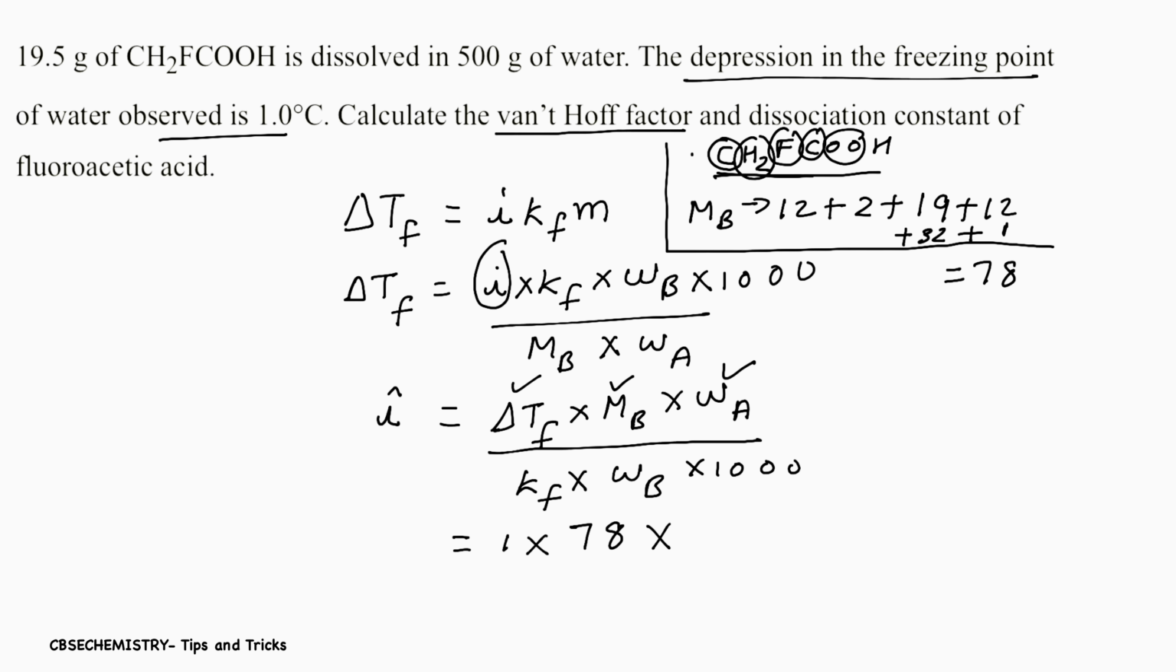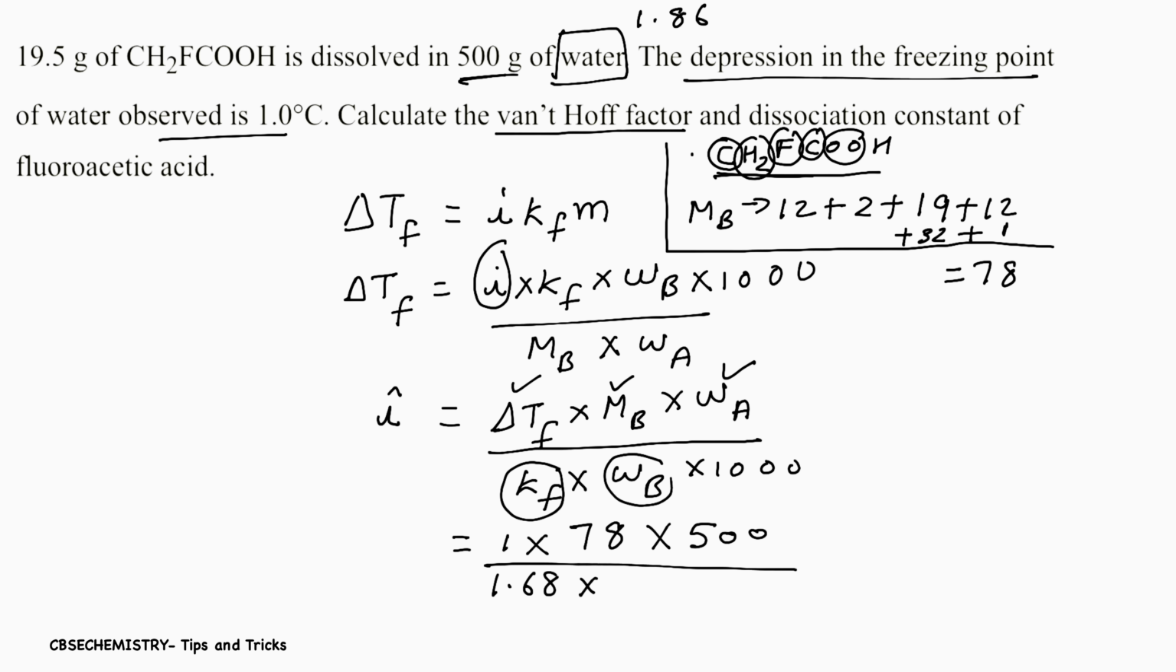Into WA. WA is mass of solvent. What is that? Very clear, right? 500 by. Next is Kf value for water. Better learn the Kf value by heart. It is 1.86. Now WB, mass of the solute, it is given in the question, right? 19.5 into 1000. On calculating, you will get 1.0753. Okay, so we finished the first part. We got the Van't Hoff factor.